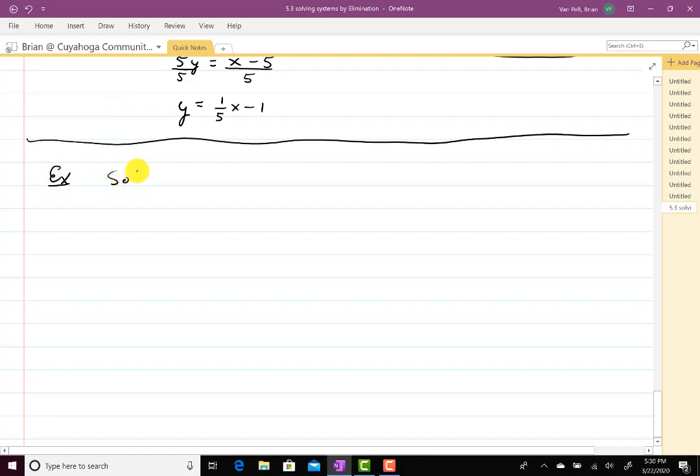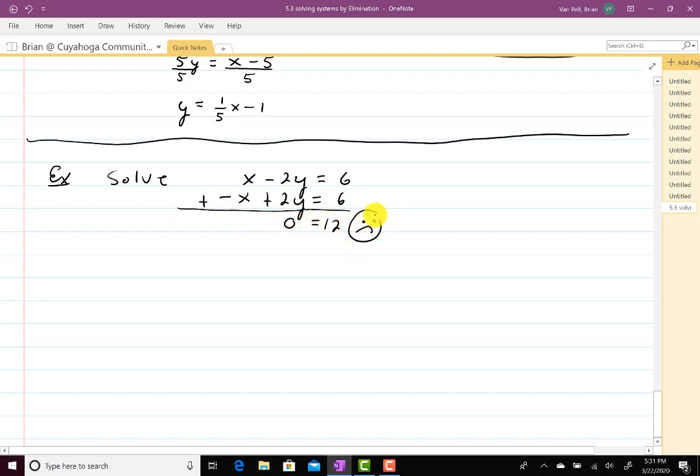And another type, solve. Here we have x minus 2y equals 6. Negative x plus 2y also equals 6. So when I add these two together, I'll get 0 on the left, but I'll get 12 on the right. This is very simple. This simply means no solution. We've seen this before.